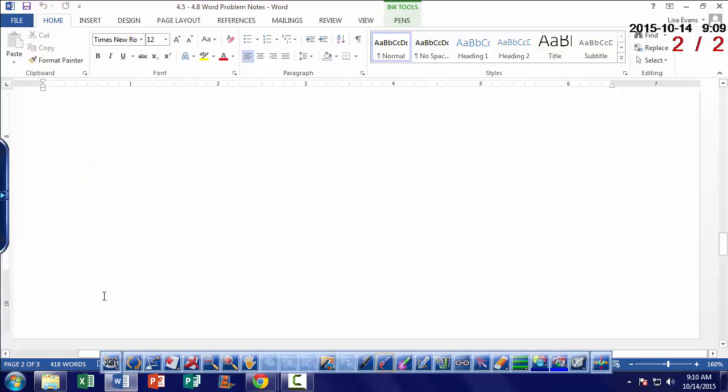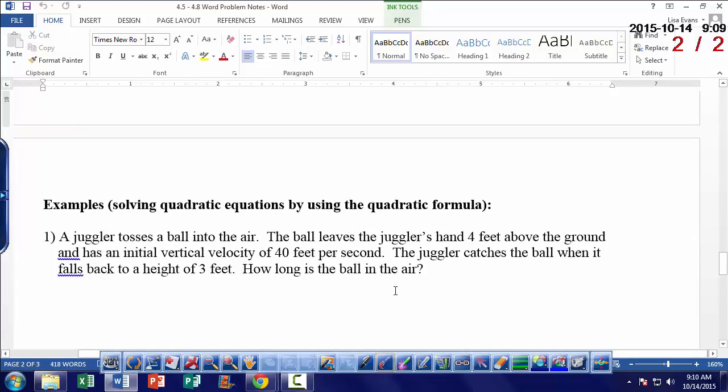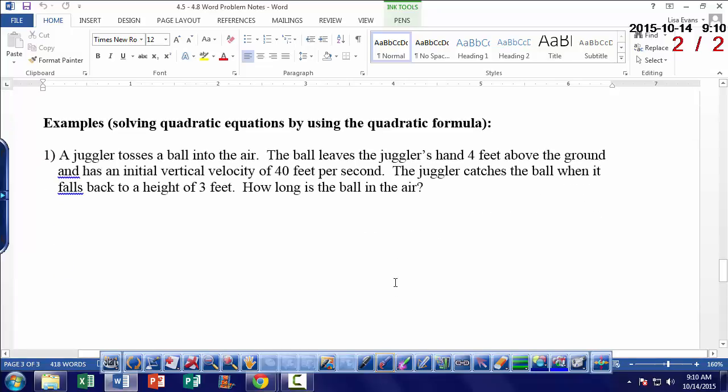Okay, the last type of example is where we're actually solving for time. So we need to use our quadratic formula or factor. We're actually solving for t on these problems. Same equation as the one above. It says a juggler tosses a ball into the air. The ball leaves the juggler's hand 4 feet above the ground and has an initial velocity of 40 feet per second. The juggler catches the ball when it falls back to a height of 3. How long is the ball in the air?